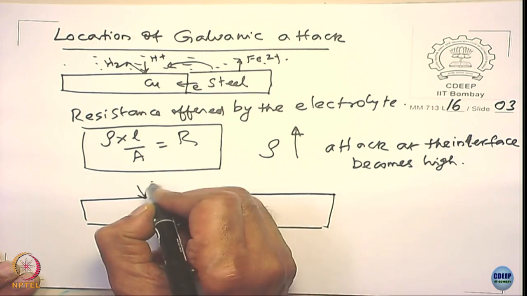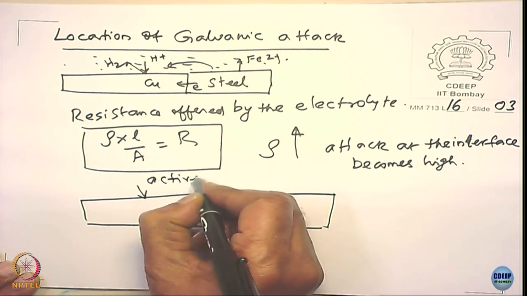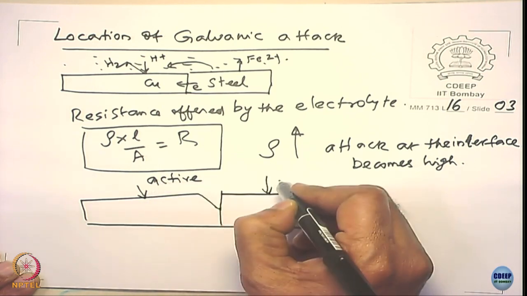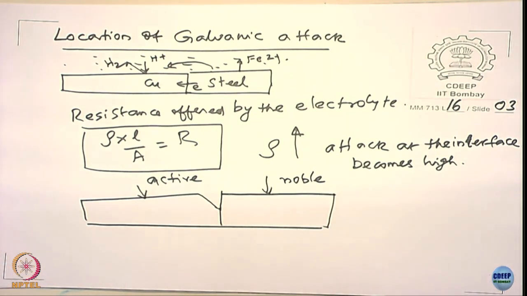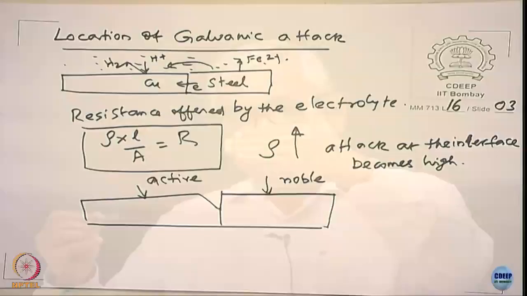This is your active metal, your relatively noble metal, right. On the other hand, assume that I have a pipeline, and in the pipeline I have two different metals. Okay, and I have a pipe, so one side is relatively active, the other side is relatively noble, the fluid is going inside and it is corroding. If the corrosion is away from the interface, it is severe.